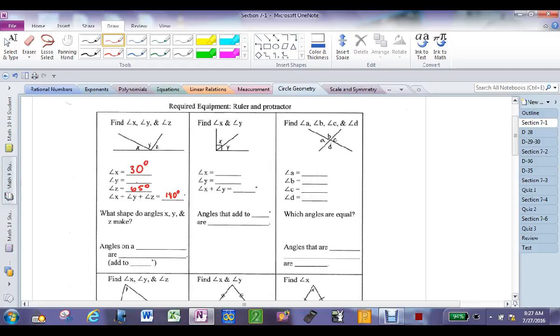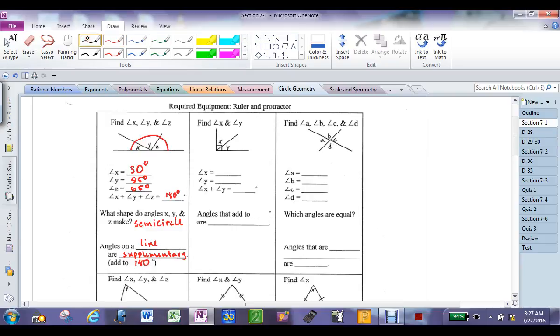Now, most of you are not comfortable doing that in your head, are you? But I will tell you, it's 85 degrees. Right? Now, what shape do they make? A semicircle. So, a semicircle, 180 degrees, yeah? So, angles on a line are supplementary. They add to 180. Cool?